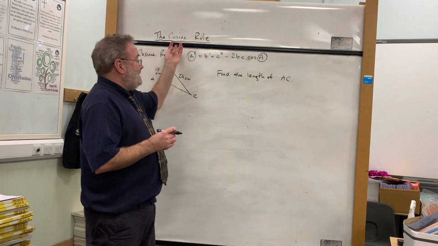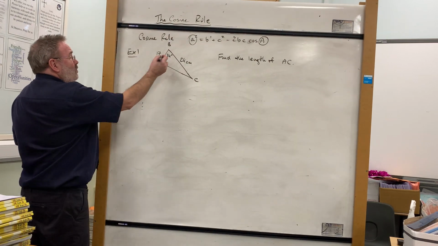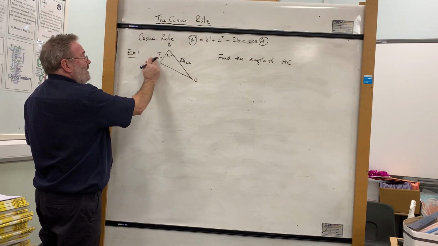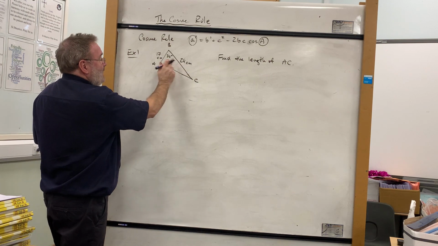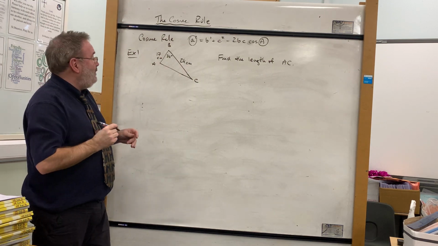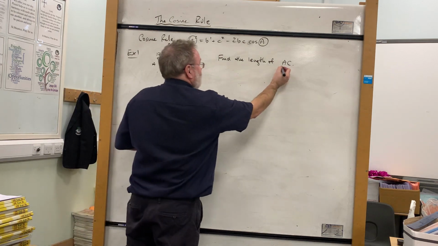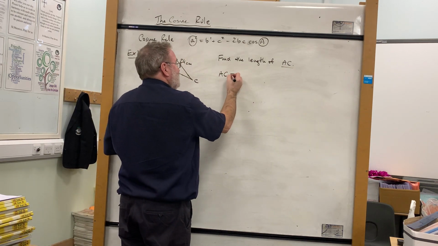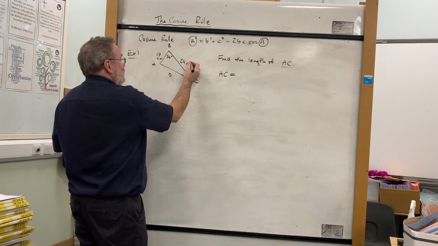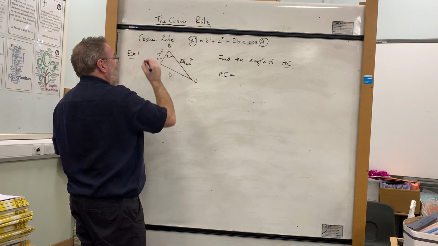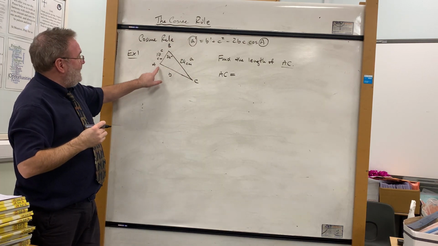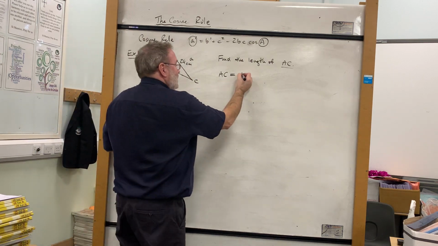So let's do this example. We have a triangle ABC. We have sides 17 and 24 centimetres, and we have an angle of 34 degrees. Now, from that, we want to work out the length of AC. So the first thing to notice, after we have labelled our triangle, is that side AC is actually letter B.